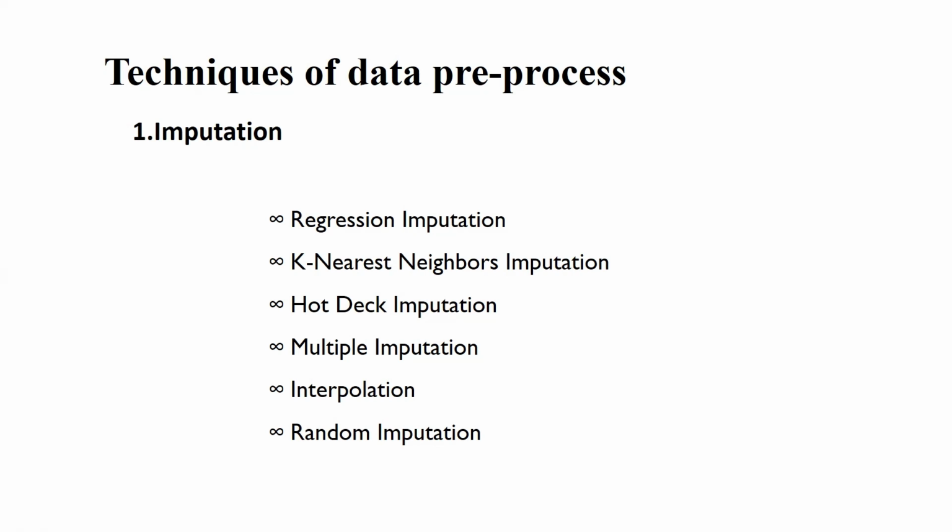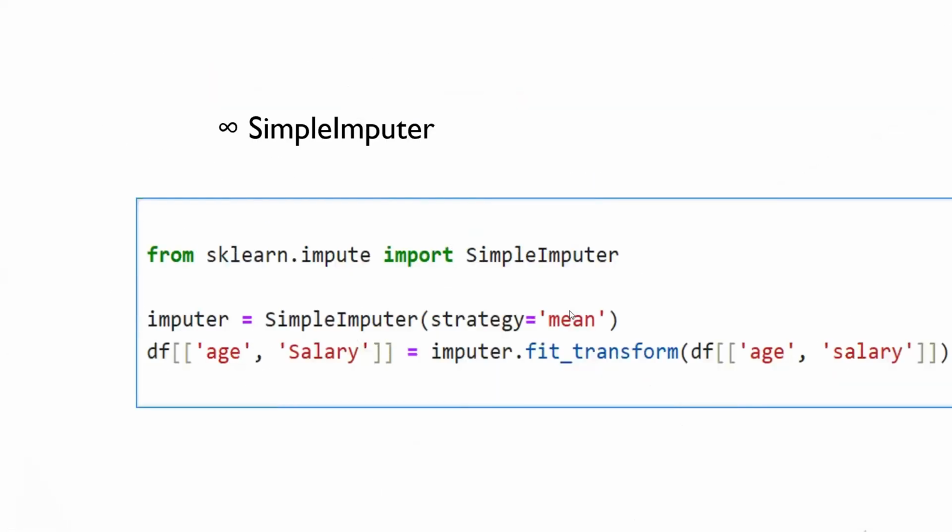We can talk about hot deck imputation, multiple imputation, interpolation, and random imputation. These are just different ways where you can impute your data sets where you have a case of missing values. So there are many techniques. This is where we can look at the simple imputer. These are just a slight code of how you're supposed to do it.